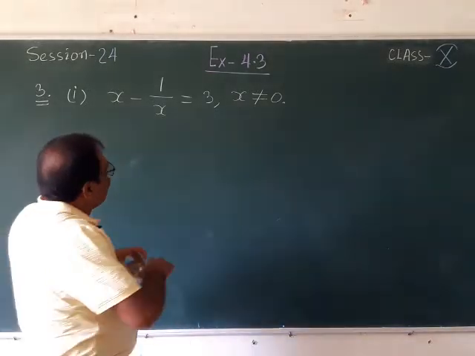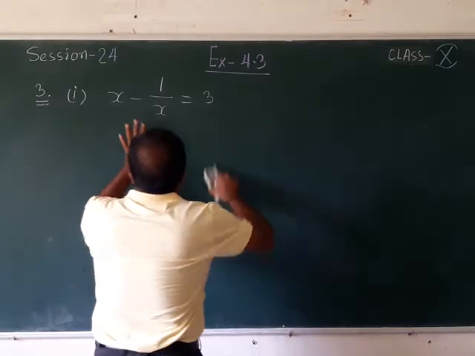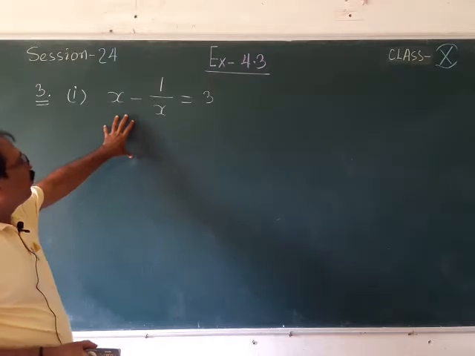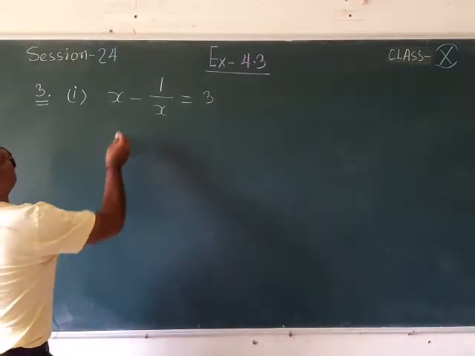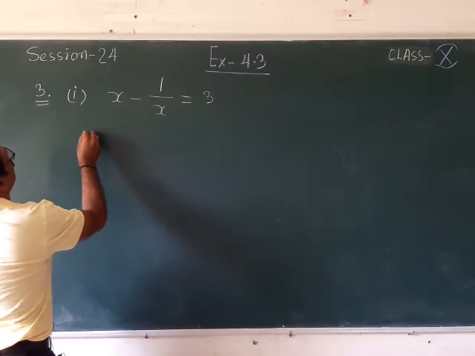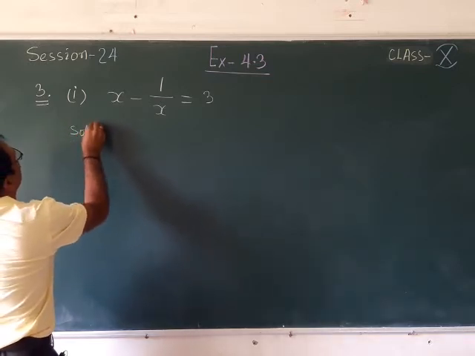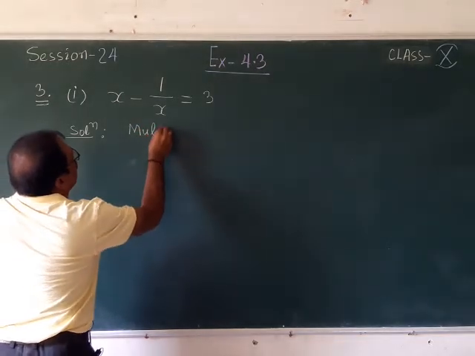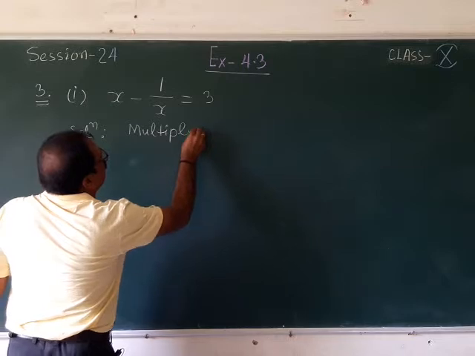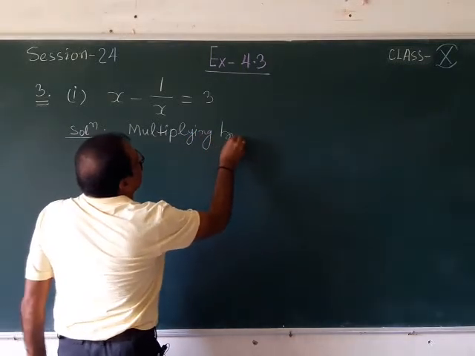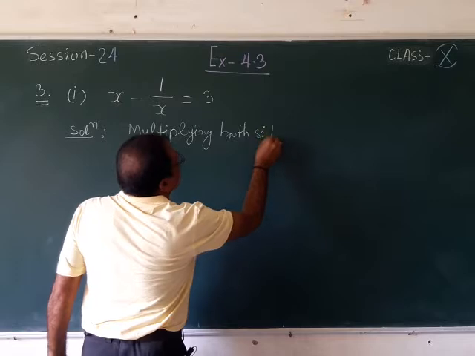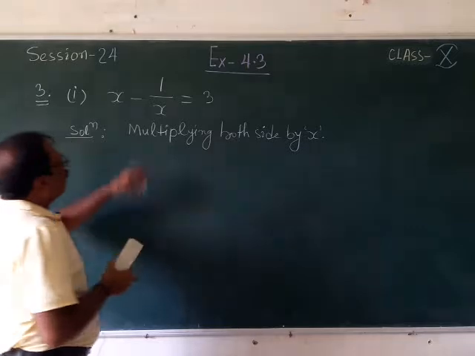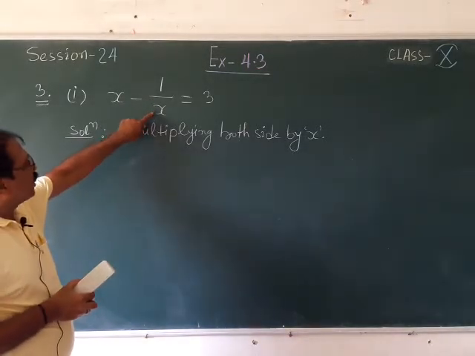So here we have the equation x minus 1 by x equal to 3. Let us change this equation into a quadratic equation. How? We will multiply both sides by x. So when we go for the solution of this, we need to do the following: multiplying both sides by x. Why do we need to multiply by x? Because there is the x in the denominator, and this x will cancel.